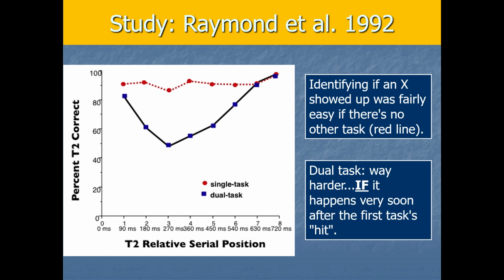Sometimes, not always, it's way harder, and it messes with performance. We get worse performance here when it happens very soon after the first task has hit, in other words, after the white letter has shown up. But once a little over half a second has passed, around 600 milliseconds, suddenly the first task isn't impairing the second task as much. We get basically equal performance there as we did in the single task. So the timing matters for this effect.